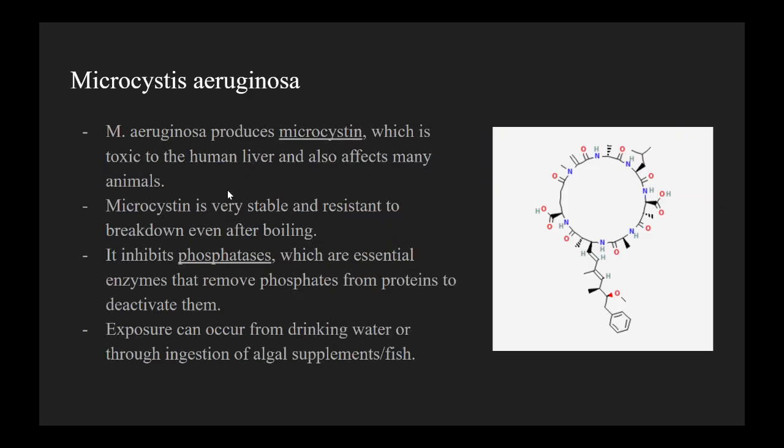So the specific toxin that this cyanobacterium produces is called microcystin, and it's what's called hepatotoxic, or toxic to the human liver, and it can also have negative effects in various animals as well. One of the issues with it is that it's very stable and resistant to breakdown even after boiling water. So even if you boil your water to drink it or purify it, it's still going to be there and it can still have effects.